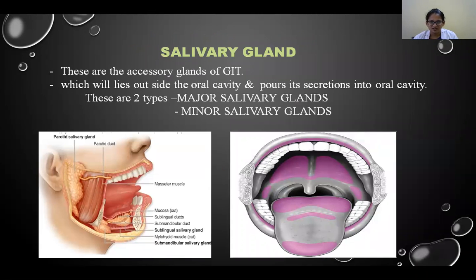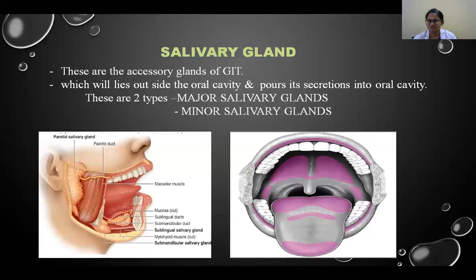Next, coming to the salivary glands. What are salivary glands? Salivary glands are accessory exocrine glands of the GIT. They lie outside the oral cavity: the parotid gland, submandibular gland, and sublingual gland all lie outside the oral cavity, whereas these are the minor glands. Salivary glands are accessory glands of the GIT which lie outside the oral cavity and pour their secretions into the oral cavity.